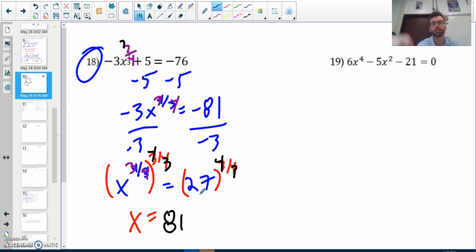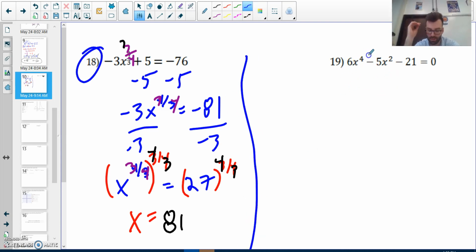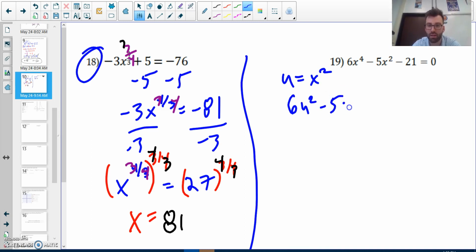All right. So now here's the deal. I could do this 2 ways. I can use U substitution, or I can just factor straight up. I'm going to use U substitution just because I like it. And I'm going to say 6u squared minus 5u minus 21 equals 0.